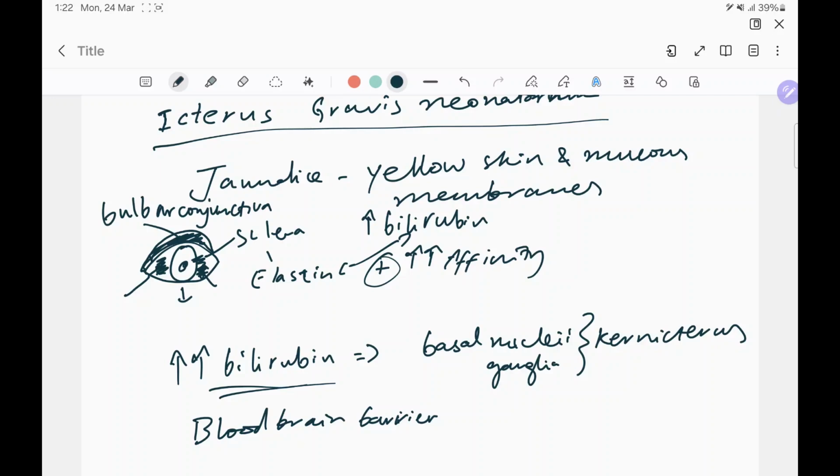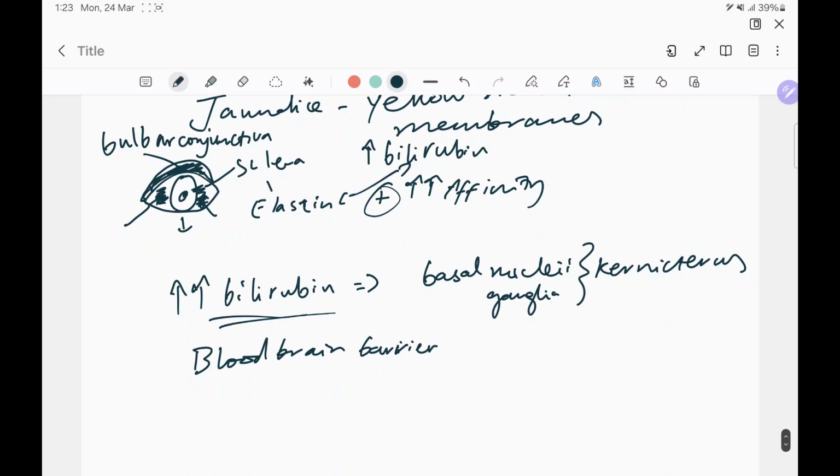So when the baby is born and the umbilical cord is cut, the garbage he is producing has to be dealt with by the liver, which doesn't have enough time. I mean, it needs some time to activate all these enzymes which help in bilirubin metabolism.